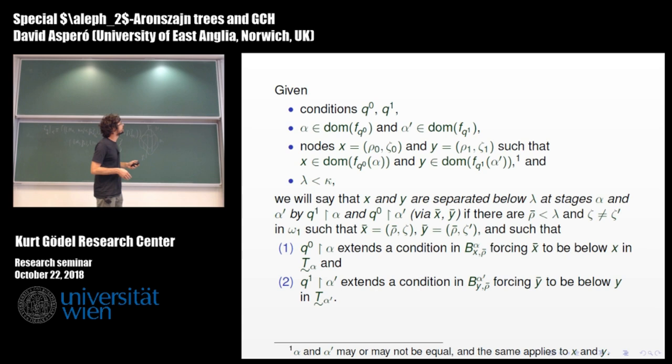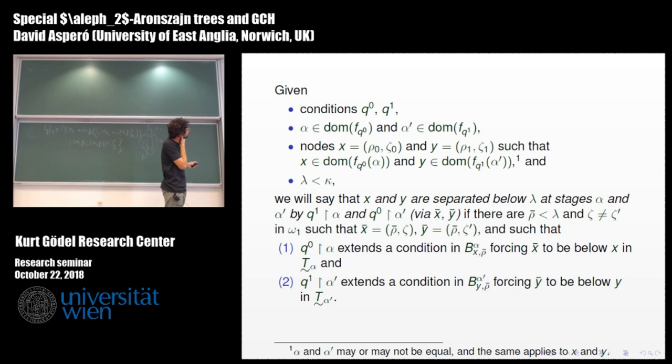Now I have two conditions, Q zero and Q one, and two stages, alpha in the first one and alpha prime in the second one. And now I have two nodes: X is in the domain of F Q zero of alpha, and Y is in the domain of the other one. Alpha and alpha prime may or may not be equal, and the same applies to X and Y. And lambda is some ordinal less than kappa. Then I'll say that X and Y are separated below lambda at stages alpha and alpha prime by these corresponding conditions, via X bar and Y bar.